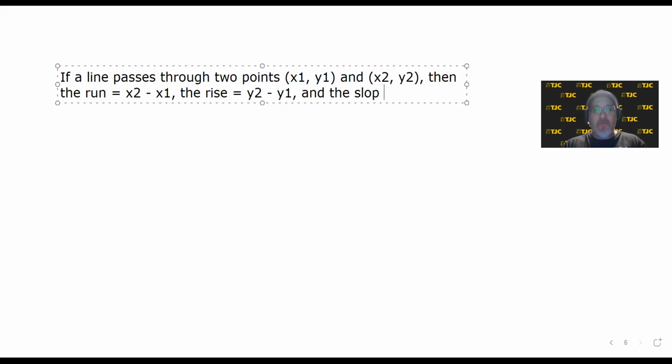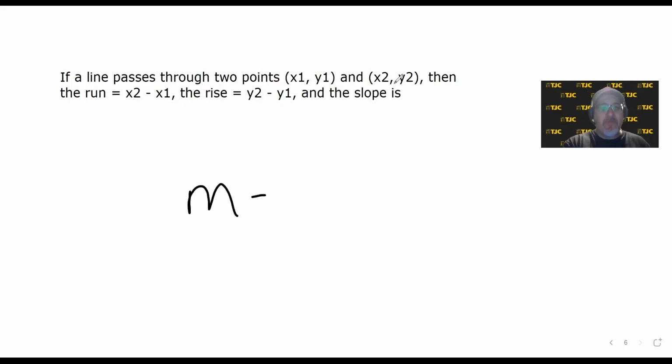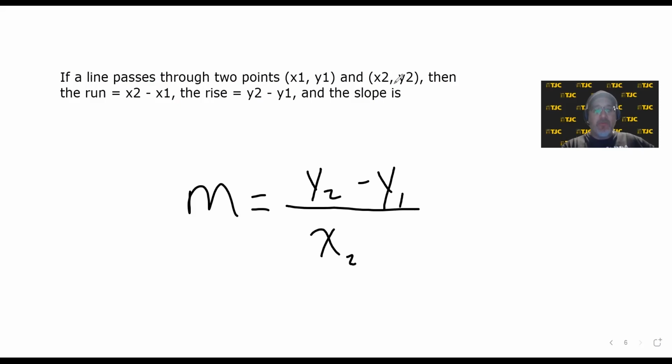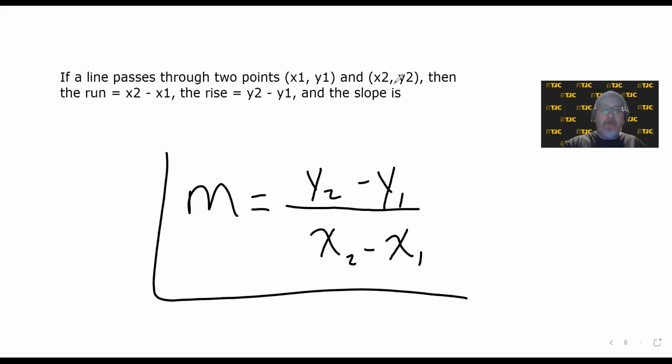And the slope is. All right, now's the time to introduce a letter. Well, it's a letter you've already seen before. It's the letter M. But for whatever reason, there's some theories as to why, the variable for slope is M. And so our formula is M equals the rise, which is y2 minus y1, over the run, which is x2 minus x1. This is our formula for slope.